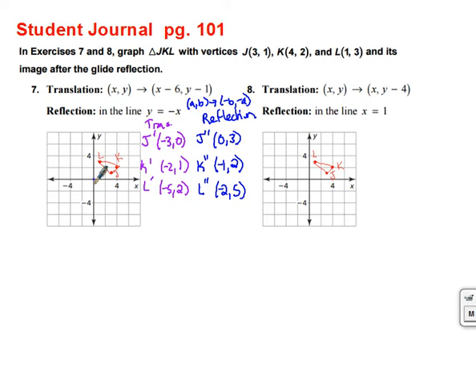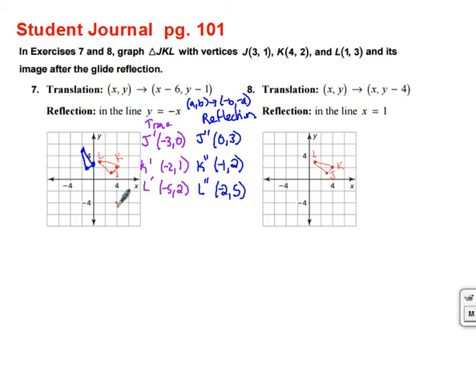So let's go ahead and graph this. This is at 0, 3. So that's going to be right here. And then K is at negative 1, 2. And so that's going to be right over here. And then L is at negative 2, 5. So we go over 2 and up 5.